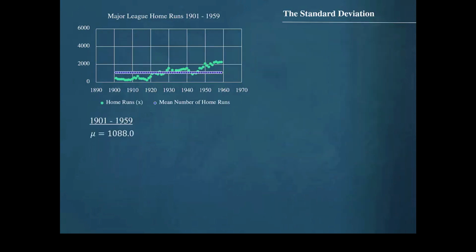In order to quantify the variation in a dataset, let's recall the process for finding the standard deviation that we learned earlier in this video. Recall that the process of calculating standard deviation includes comparing each data value to the mean. Here, the mean of 1,088 for the dataset is plotted against the raw data values in the time series graph for the 1901 to 1959 seasons.